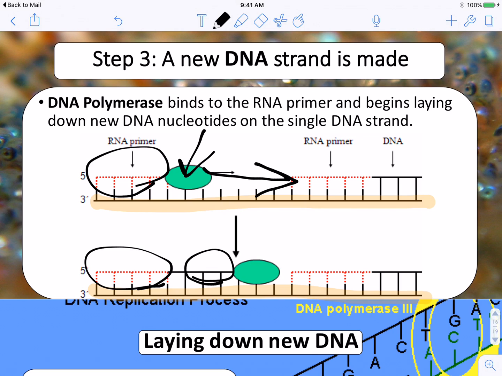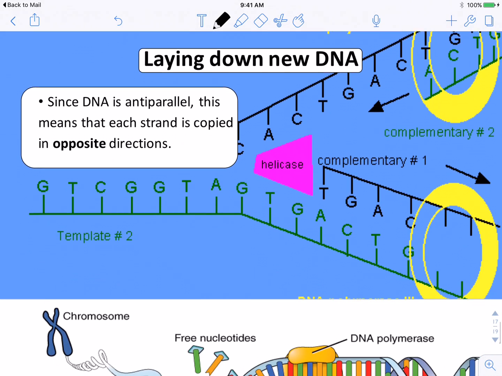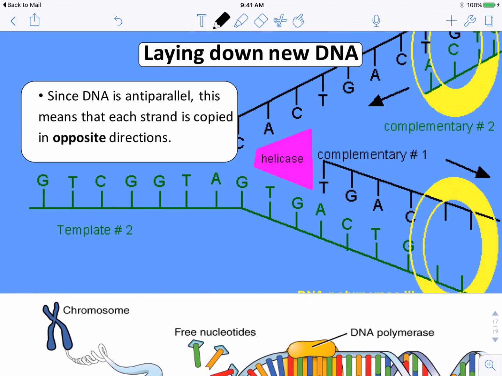So the difference between the top picture and the bottom picture is that the top one shows the polymerase binding to the DNA strand, the RNA primer, and then in the bottom one it shows it actually made a new DNA partner strand. So now DNA is happy, it's not lonely and miserable anymore, and it has a date. Laying down the new DNA.